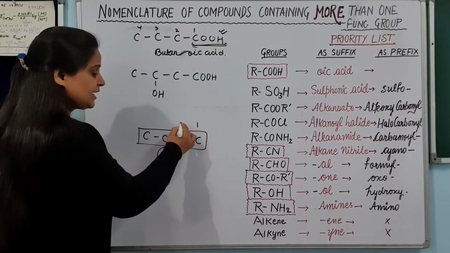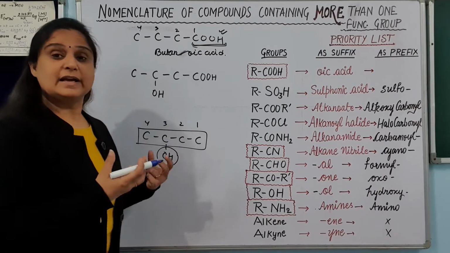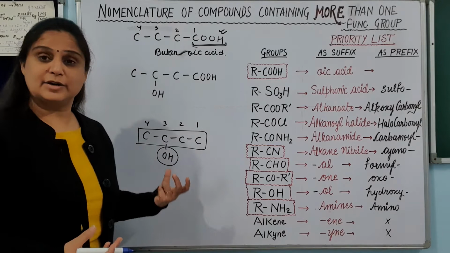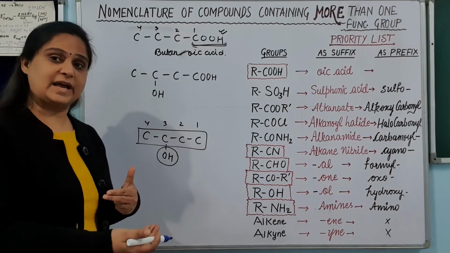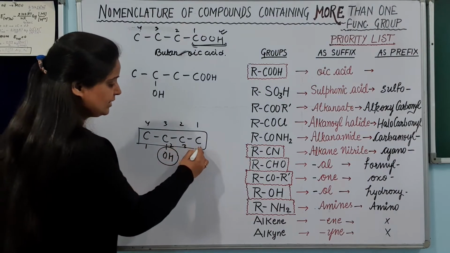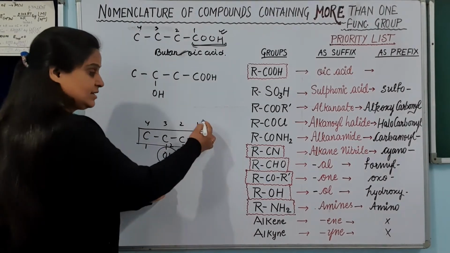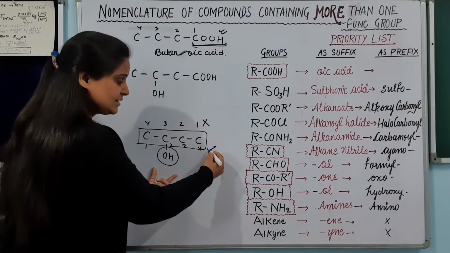If I number it like 1, 2, 3, 4, my functional group, my special appearance, is coming at the third position, but I have to give it priority. So better to number it like 1, 2, 3 and 4. So I will number it so that it is at the second. So this numbering is incorrect and this numbering is correct.